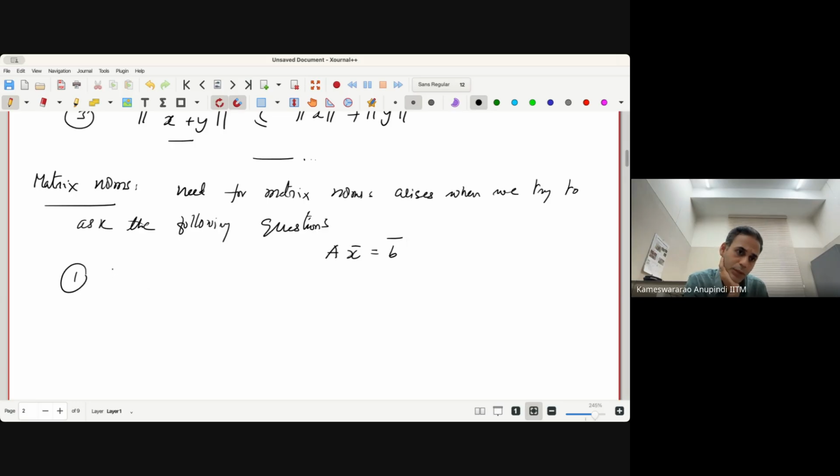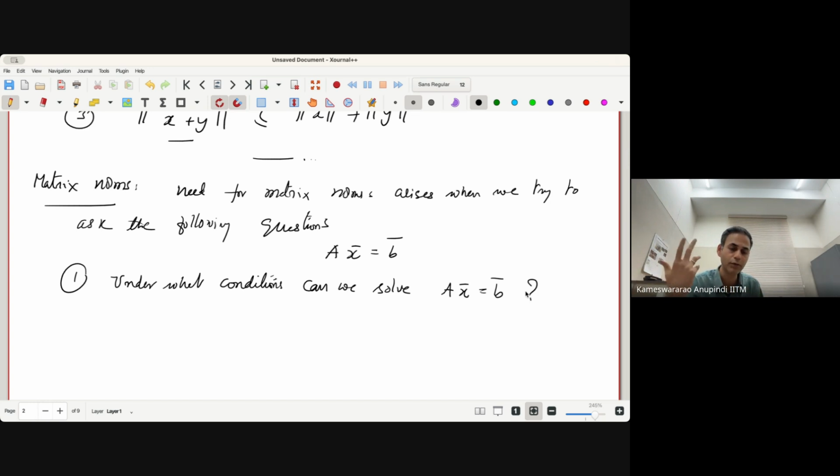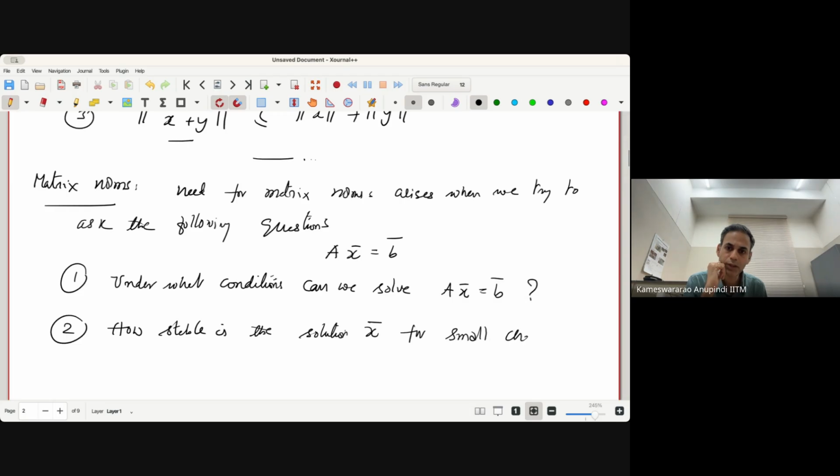So under what conditions can we solve AX equals B? That means, can we always solve AX equal to B? If some matrix is multiplying some vector, can we always solve for the unknown vector X, given a right hand side? And then, how stable is the solution X bar for small changes in the right hand side vector, that is B bar?